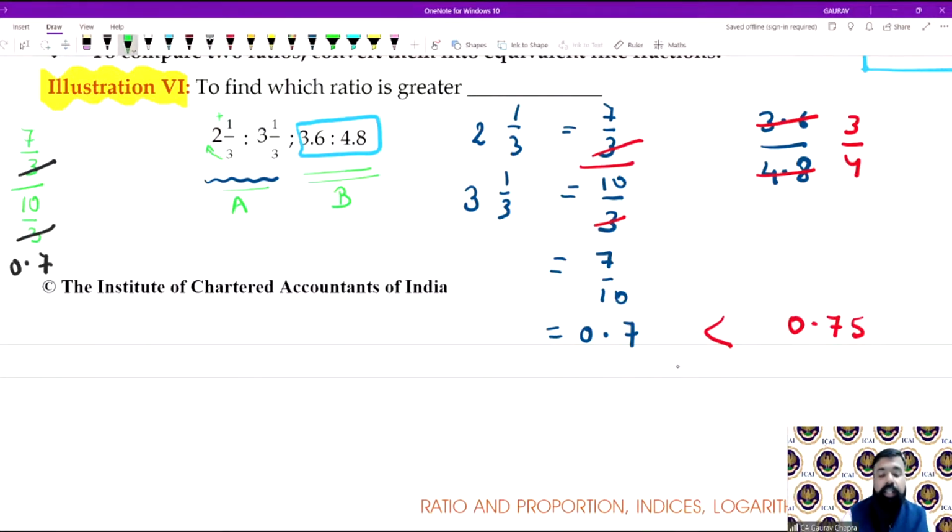Similarly, on the other hand, we have 3.6 and 4.8. So we can directly cancel them. And what we are getting? 3 by 4. And this 3 by 4 can be written as 0.75. Now you can compare which number is greater, 0.7 or 0.75. Clearly we can see that 0.75 is greater.